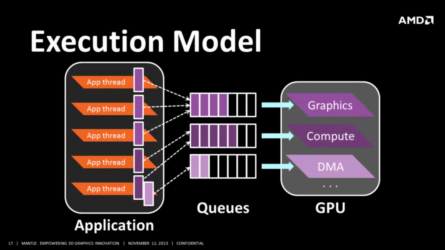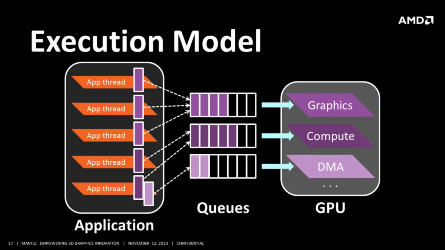So what's really important here, beyond that, is the fact that you can build command buffers from multiple application threads simultaneously. And that is just the key feature of Mantle as far as achieving scaling with a modern multi-core GPU.